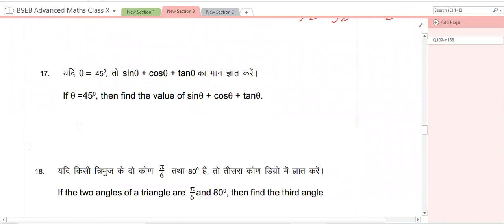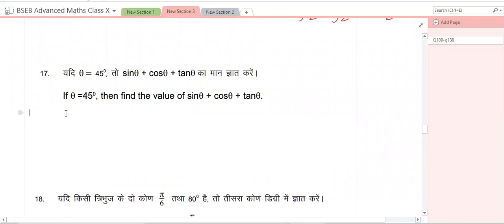Question number 17. Simple question. If theta is equal to 45 degrees, then find the value of sine 45 plus cos 45 plus tan 45. Now sine 45 is 1 over root 2, 1 over root 2 plus 1.